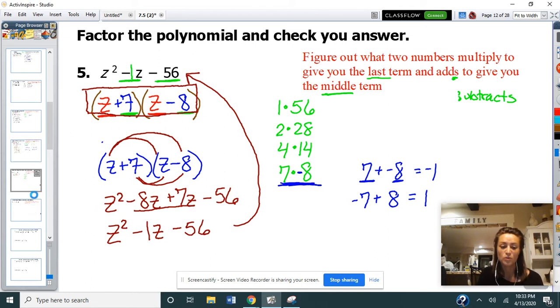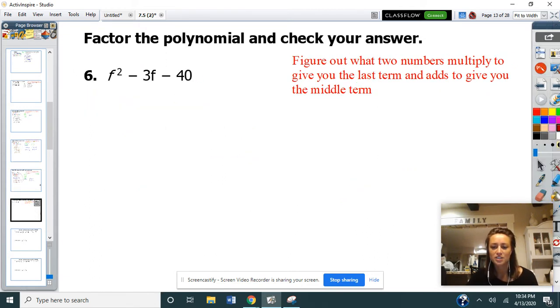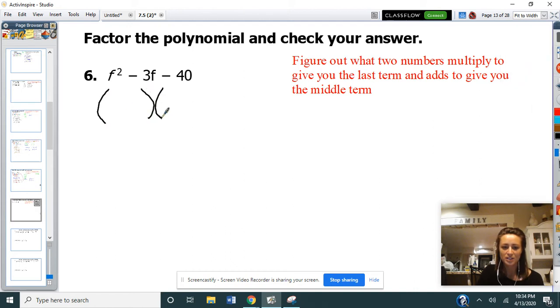And I've got one more that I just want to practice because it does get trickier. Here's another one. So we're going to try this. We're factoring, or maybe I should have you try this on your own. We're going to turn this into a multiplication problem.